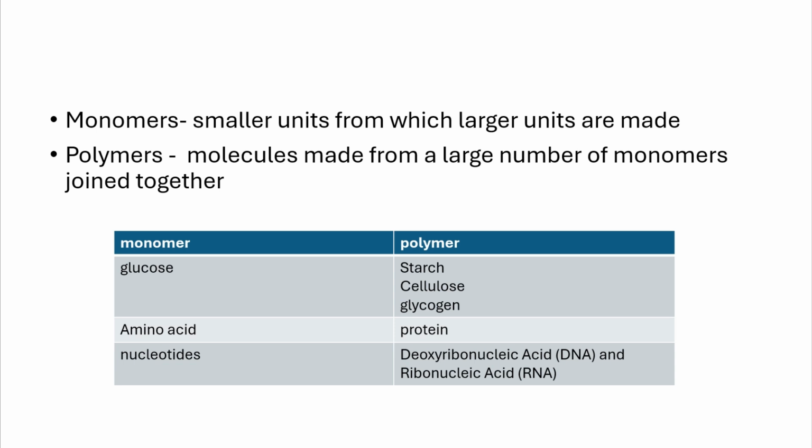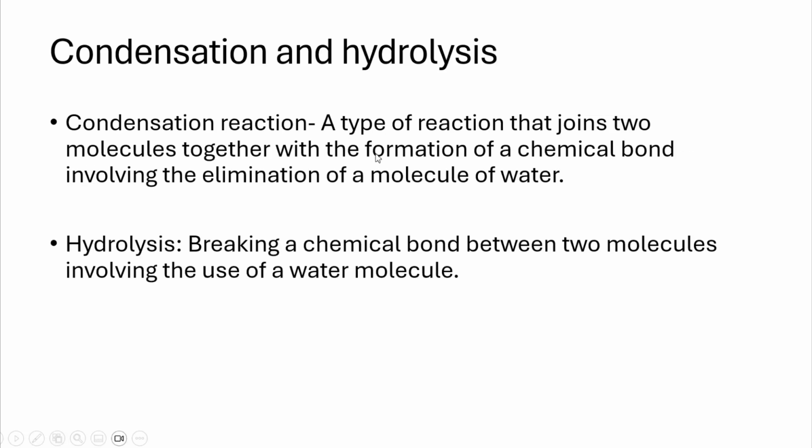But all you need to know is the three types of polymers that are made from glucose are starch, cellulose, and glycogen. Starch is a glucose store, cellulose is for structure, and glycogen is a store too. Amino acids are the monomer and they form protein as the polymer, and nucleotides form DNA and RNA, so deoxyribonucleic acid and ribonucleic acid.